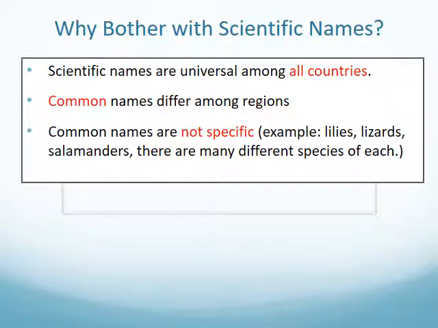Okay, so this just reiterates why we bother with a scientific name. They are universal among every country. Common names are going to be different among the regions. What we call soda in the South is pop in the North. And some people just say Coke, or Dr. Pepper, or Sprite, or whatever. So it's best to use a scientific name that is universal. And common names aren't specific, like soda and pop, lilies and lizards. You want to be as specific as possible, so you use a scientific name.